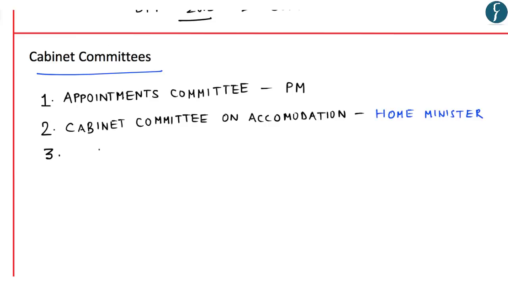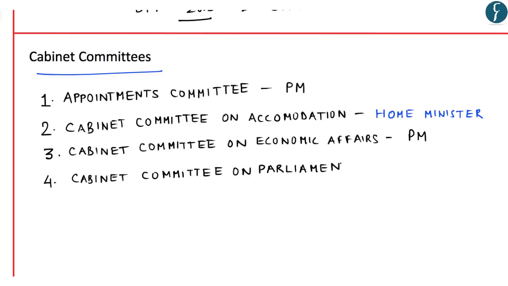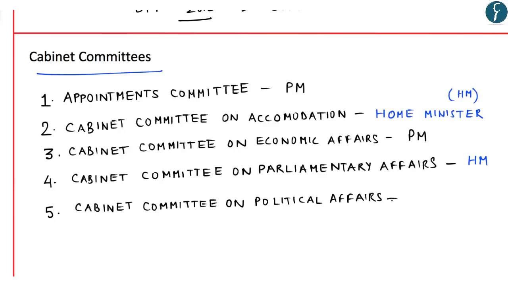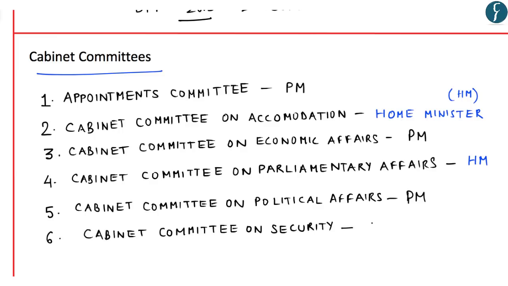The third one is Cabinet Committee on Economic Affairs, and this is headed by the Prime Minister. The next one is Cabinet Committee on Parliamentary Affairs, and this one is headed by the Home Minister. The fifth one is Cabinet Committee on Political Affairs, and this is headed by the Prime Minister. And the sixth one is Cabinet Committee on Security, and this is also headed by the Prime Minister, as we have already seen in this particular news.